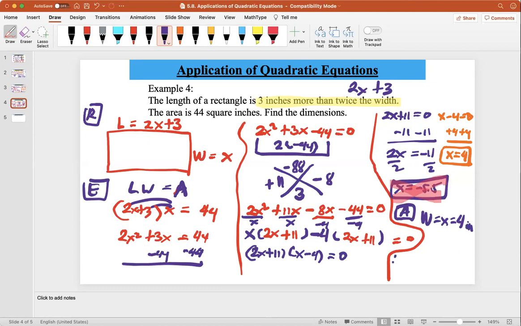How about your length? Your length is 2x plus 3. So we go back to that. We evaluate 2x plus 3 when x is equal to 4. So we have 2 times 4 plus 3. Now tell me, what's 2 times 4? It's going to be 8, and then plus 3. Your length is equal to 11 inches. So your width is 4 inches and your length is 11 inches. We are done for this problem.